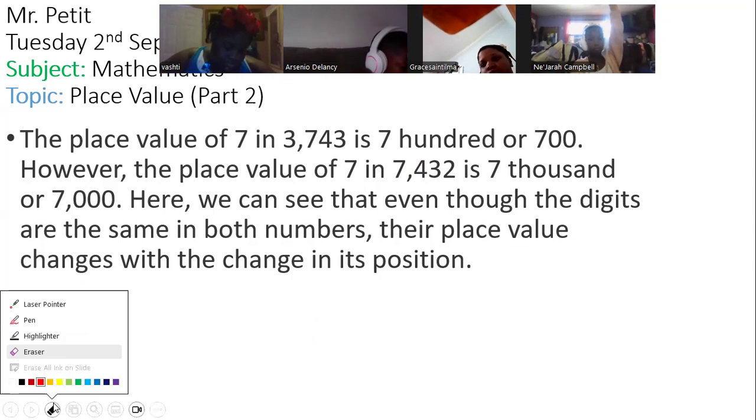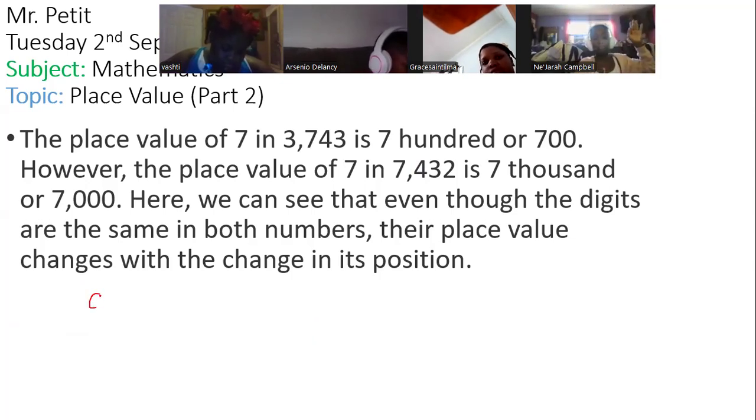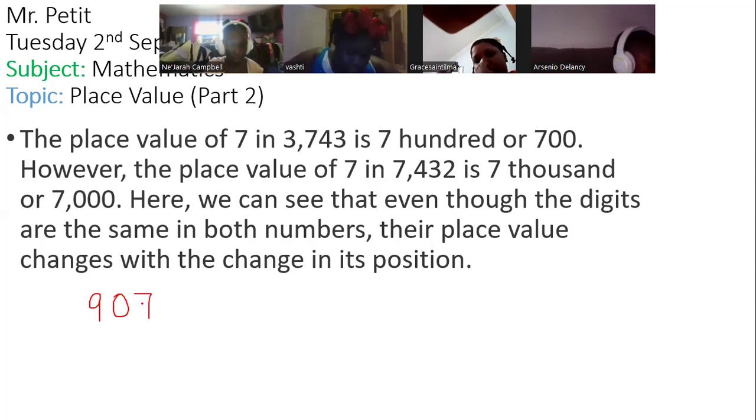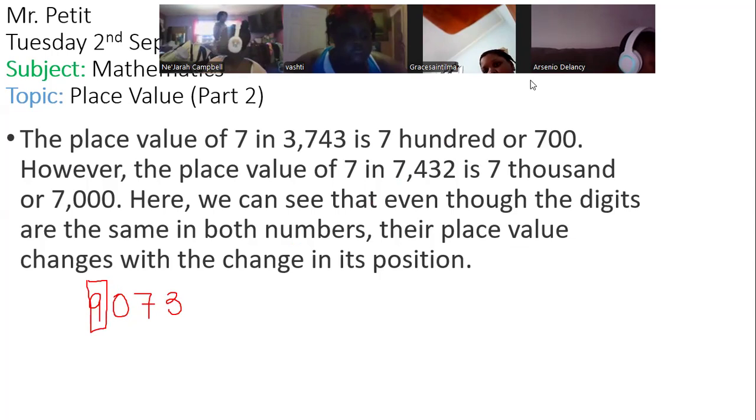Let's say we have 9,073. What is the place value of 9 in this number, Vashti? Thousands. Say it again. The place value of 9. 9,000. Very good.